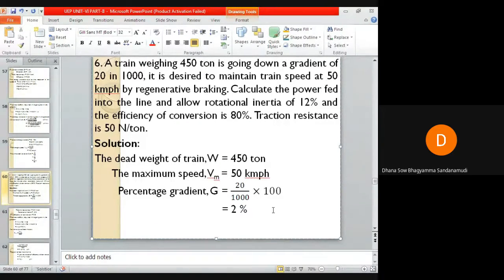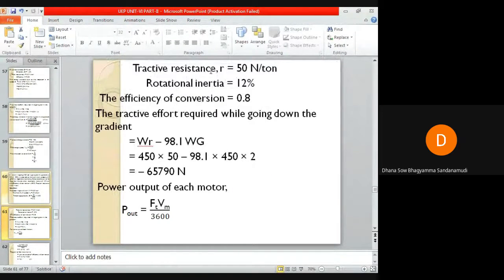Okay, so we have calculated the percentage gradient. I hope you people have written the given data in your notes from the question. Tractive resistance is 50 Newton per ton, rotational inertia 12%, efficiency of conversion 0.8. So we can calculate the tractive effort required while going down the gradient.